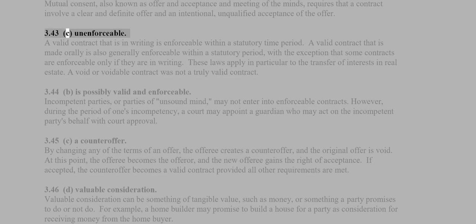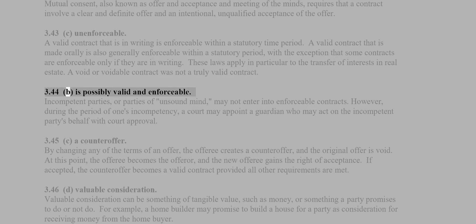3.43 c. Unenforceable. A valid contract that is in writing is enforceable within a statutory time period. A valid contract that is made orally is also generally enforceable within a statutory period, with the exception that some contracts are enforceable only if they are in writing. These laws apply in particular to the transfer of interests in real estate. A void or voidable contract was not a truly valid contract.